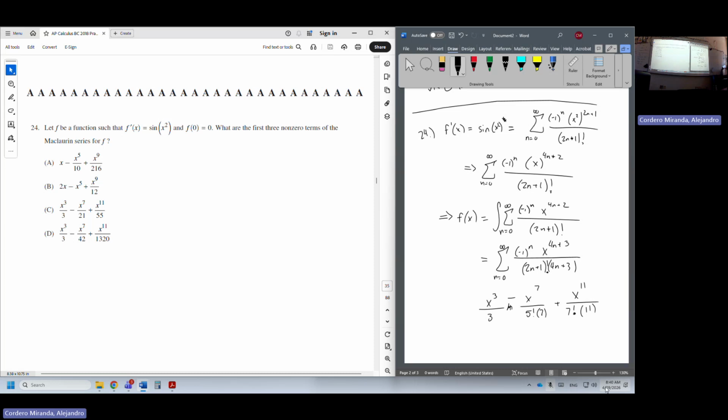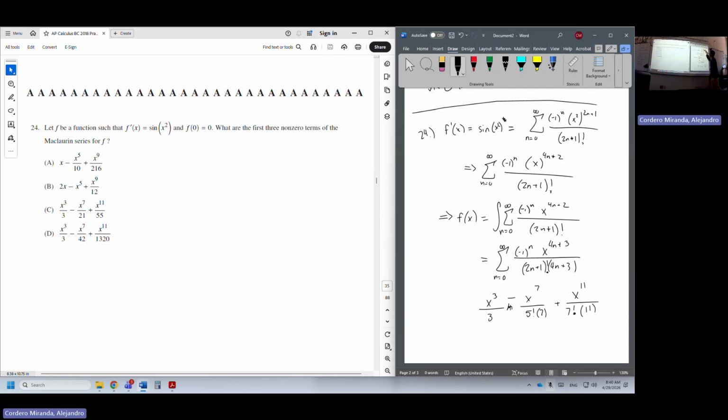What did I miss? What time is it? 40. I missed something, but I don't see it. I'm trying to rush to see if I can find it. But here's up to my mistake. I can tell you what I was doing. I would say, okay, if f prime is sine of x squared, well, I know the Maclaurin series for sine of x is up there, is this. Right there.